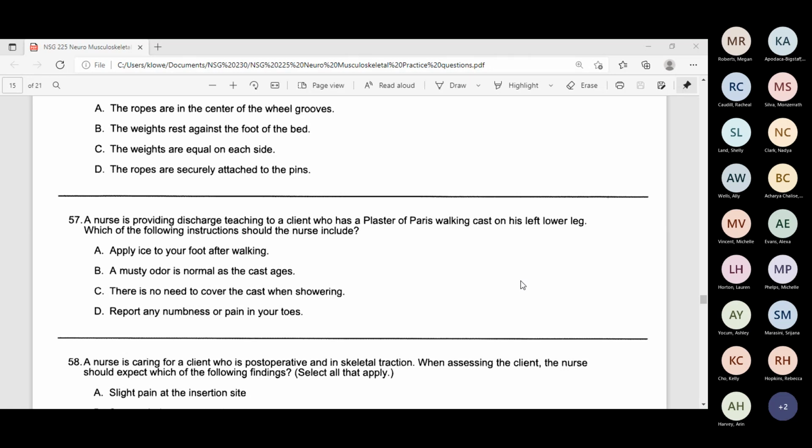Nurse is providing discharge teaching to a client who has a plaster of Paris walking cast on his left lower leg. Which of the following instructions should the nurse include? So which one's correct? It's D. What we're worried about with those hard cement casts is edema, especially in the lower extremity. It's dependent. If it gets too tight, report any numbness or pain in the toes.